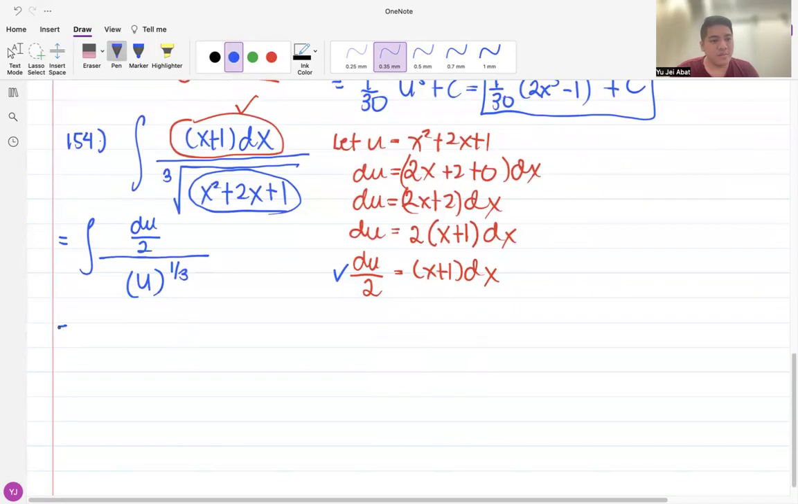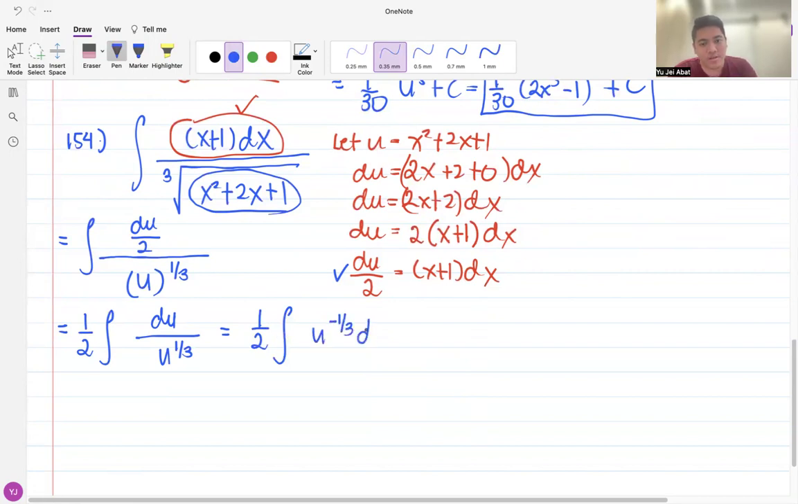So factoring out 1/2 first, so that we have du all over u raised to 1/3. And by power rule or by exponential rule, I can rewrite this as 1/2 integral of u raised to negative 1/3 du. And if I'm going to do that, again, we use the laws of exponents to get the reciprocal and negate the exponent of the u, so that we can proceed with the power rule.